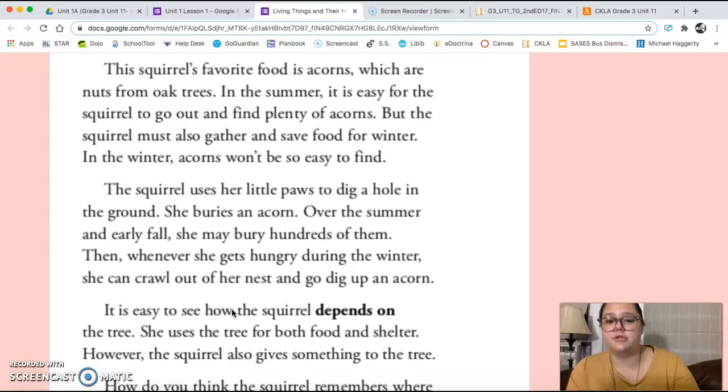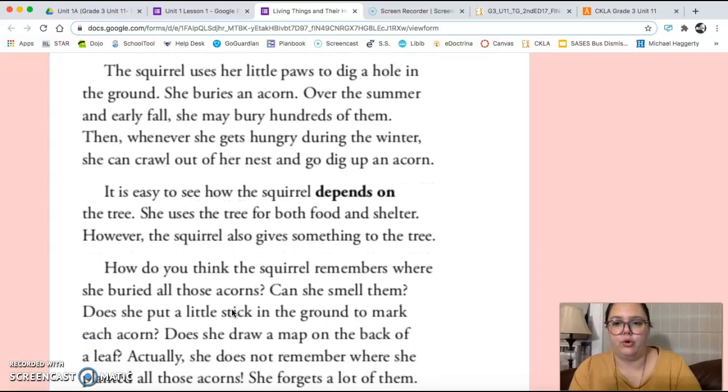The squirrel uses her little paws to dig a hole in the ground. She buries an acorn. Over the summer and early fall, she may bury hundreds of them. Then, whenever she gets hungry during the winter, she can crawl out of her nest and go dig up an acorn. It is easy to see how the squirrel depends on the tree. She uses the tree for both food and shelter. However, the squirrel also gives something to the tree.